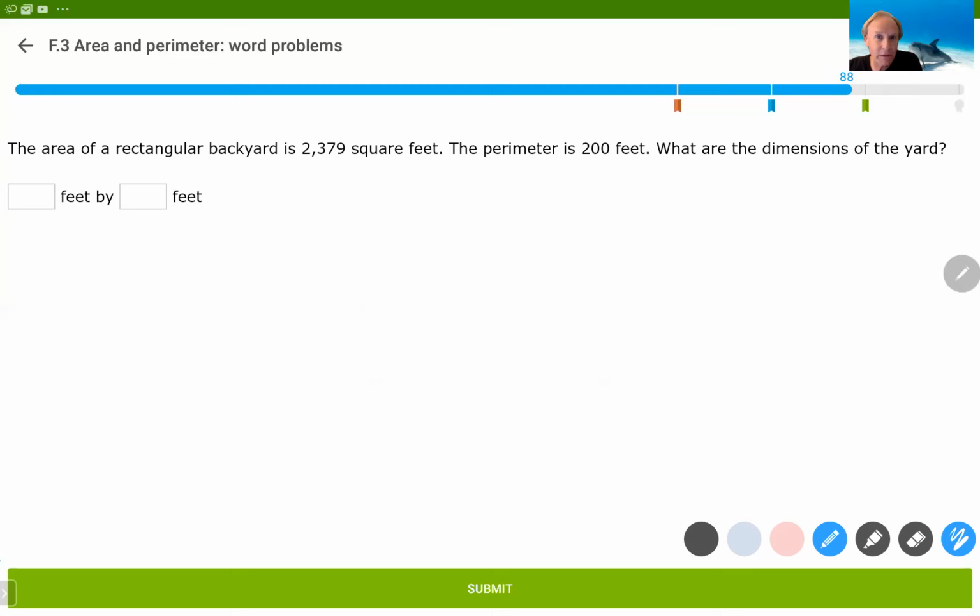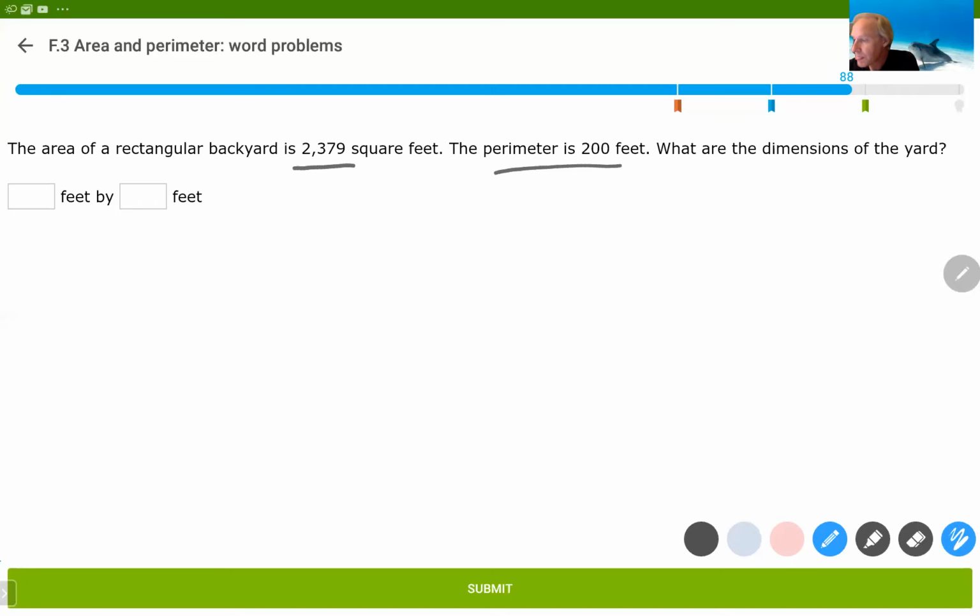The area, we have the perimeter of 200. What are the dimensions of the yard? Okay, we may have to use a system of equations, but maybe not. We have a perimeter of 200, so it's rectangular. So let's try, all right, we want it to end in 9, which means that it may have a 3 in it. What are the dimensions of the yard, the area? Wow.